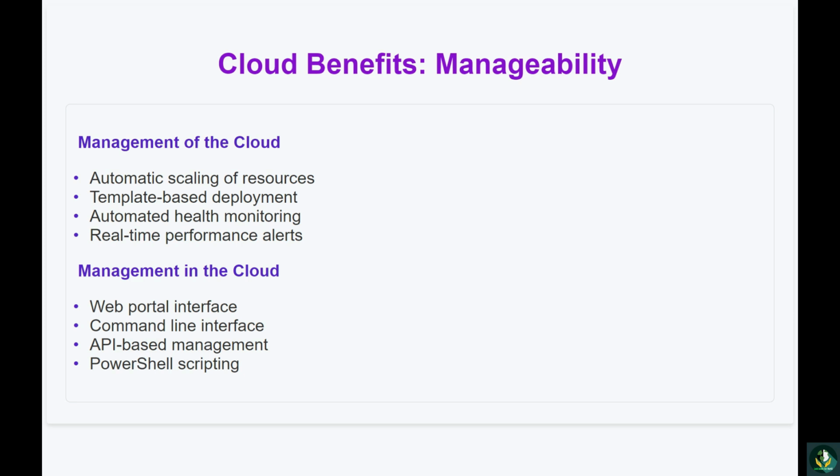Third-party tool integration. The availability of APIs and standard management interfaces allows for integration with a wide range of third-party management tools. This enables organizations to use familiar tools or specialized solutions for multi-cloud management. Role-based access control, RBAC. Cloud platforms typically offer granular access control, allowing organizations to define specific roles and permissions for different team members. This ensures that users have access to the resources they need while maintaining security and compliance.